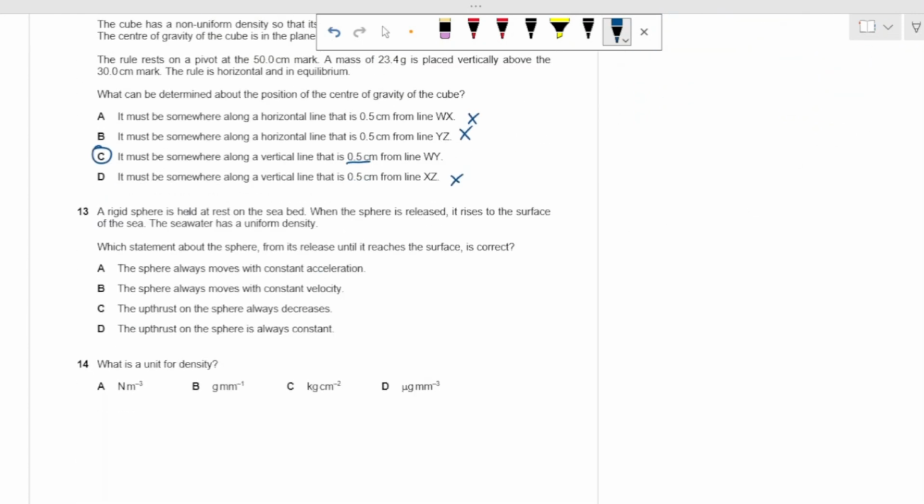Question 13. A rigid sphere is held at rest on the seabed. When the sphere is released, it rises to the surface of the sea. The seawater has uniform density. Which statement about the sphere from its release until it reaches the surface is correct?